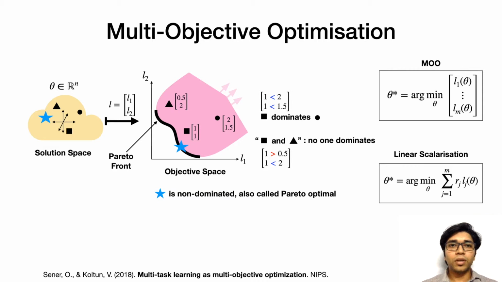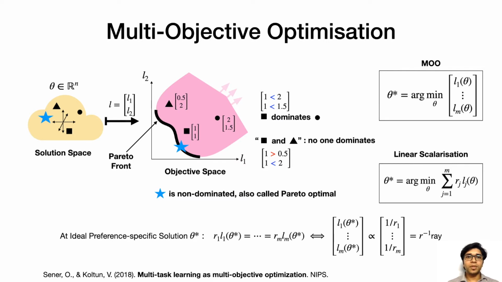The optimization solver used by Sener and Koltun finds some point on the Pareto front, but it does not find a preference specific point. By preference specific solution, I mean an optimal point where the weighted loss values are equal. Because in the context of minimization, higher preference weight should correspond to lower value of loss. So the loss vector is inversely proportional to the preference vector. What does this mean geometrically? It means the intersection point of the r inverse ray and the Pareto front is our preferred solution.